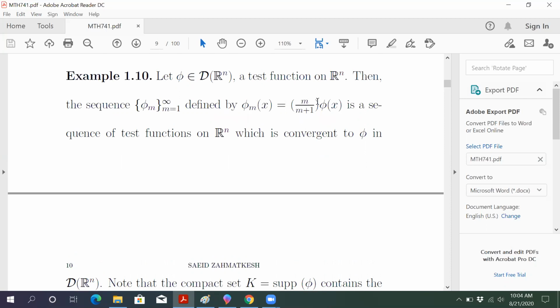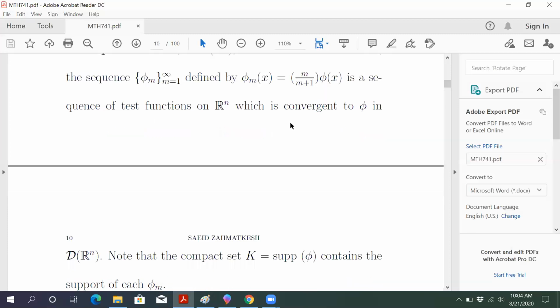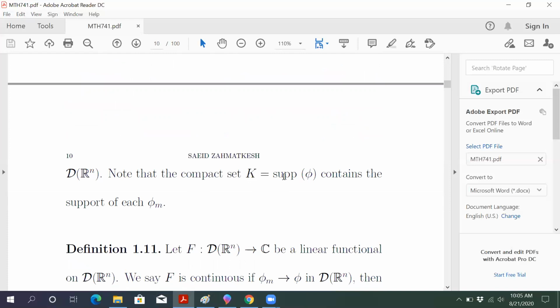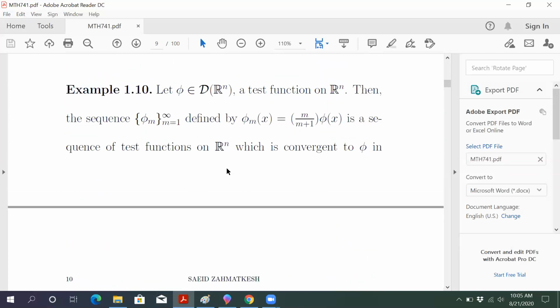If m approaches infinity, this limit is going to be 1. So at least we can see that each phi m converges to phi pointwise, but actually uniformly; you have to show it. This is one thing. Another point is that if K is the support of phi, then this K contains the support of each phi m. As I said, this is an example. I'm not going to ask you to prove it. At least see one example of a sequence of elements of DRN, a sequence of test functions which converges to an element in DRN, a test function.